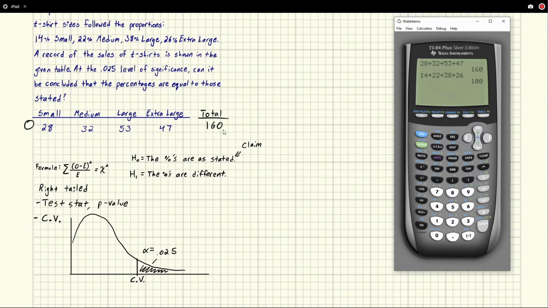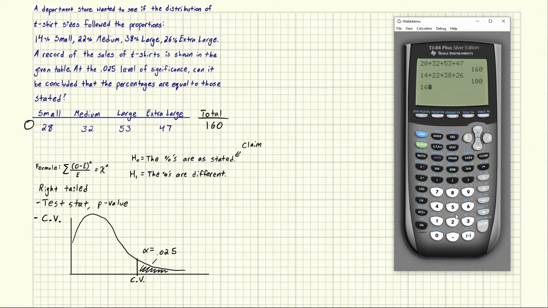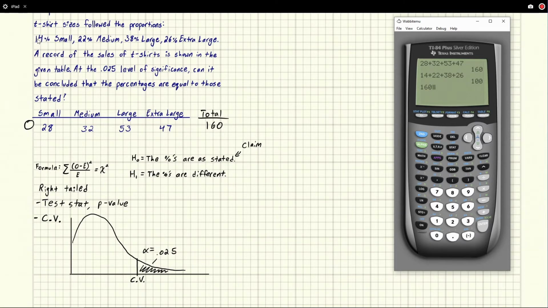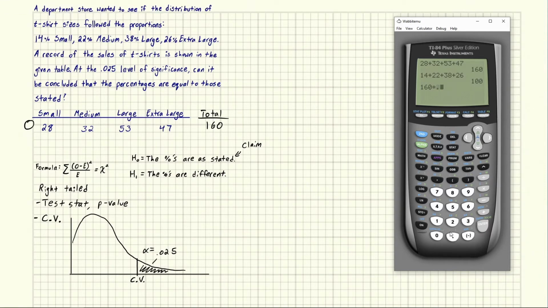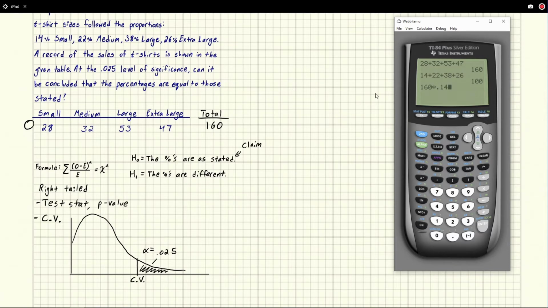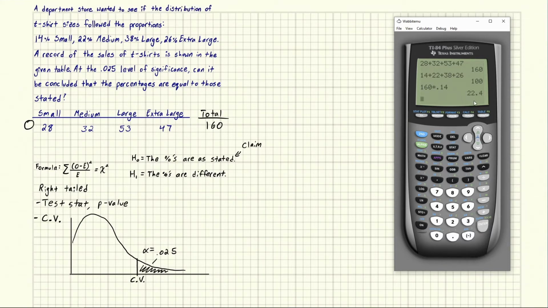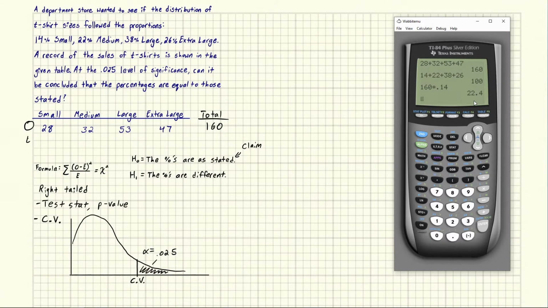So, okay, we want to split this 160 up now according to these percentages because we don't know what these are. We could figure it out backwards, but we're going to go the other way. We're going to take 160 and we want 14% of that. To do that, you just multiply by its decimal. So you multiply by 0.14 because that's 14% as a decimal. And we get 22.4. So these are our expected values. If we expected 14% of this, we would expect in the small category to be 22.4.